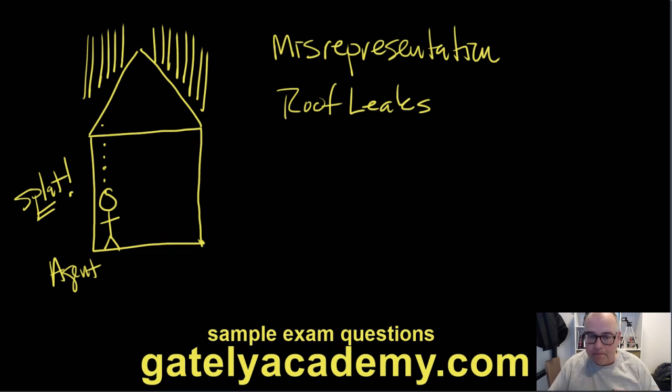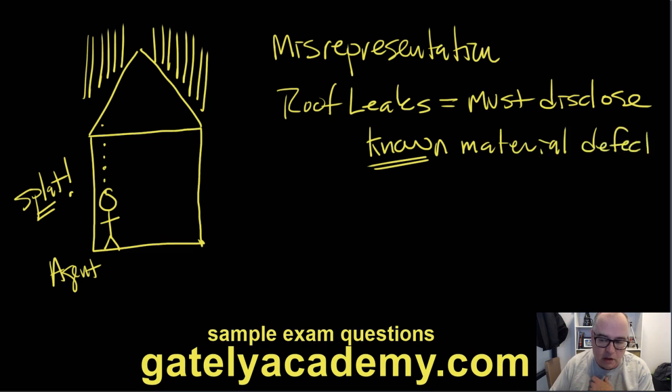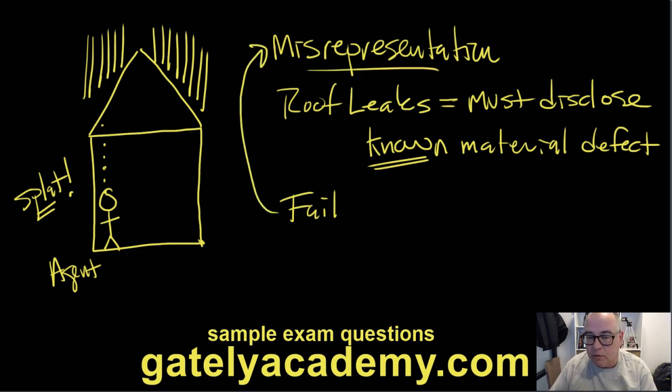The roof leaks. So, as we discussed earlier, this would be a structural issue that you must disclose because now it is most certainly something that you know. You know that the roof leaks. Definitively, the raindrop hit you in the head. And you must disclose it because it's a material defect. It's a known material defect. You must disclose it. If you fail to disclose it, then that is a misrepresentation.